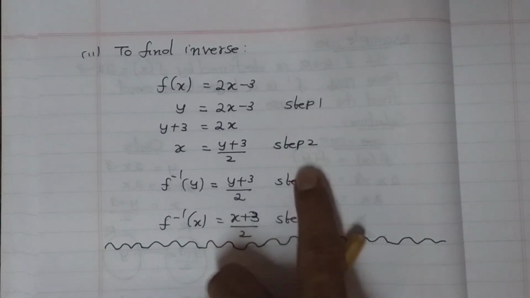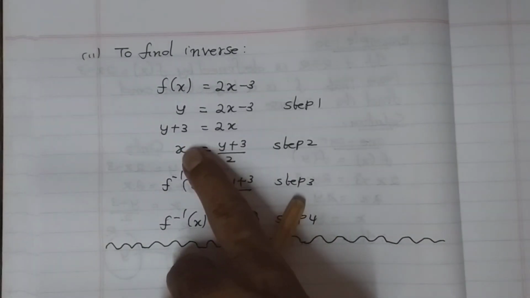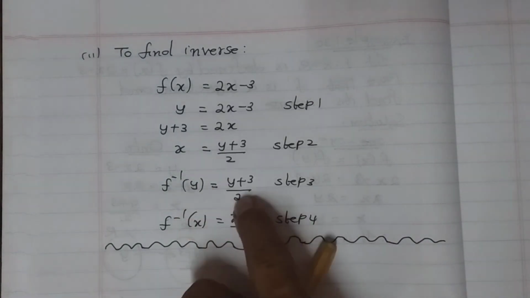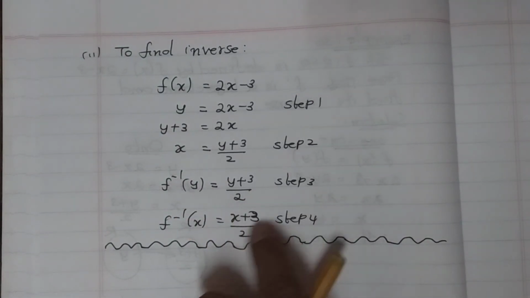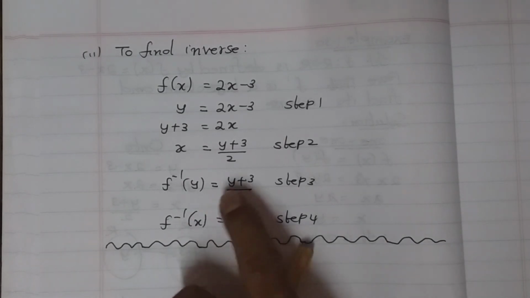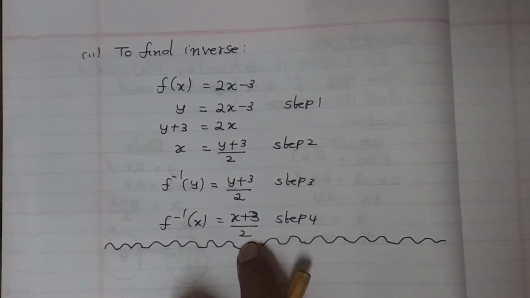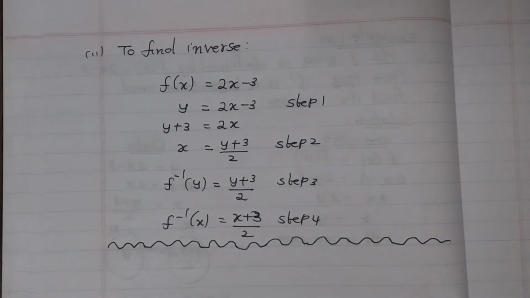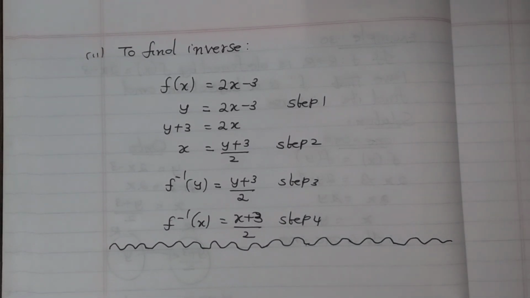What is step 3? Replace this expression x as f inverse of y. Why f inverse of y? I told already, f of x is equal to y, x is equal to f inverse of y. So f inverse of y is y plus 3 by 2. Step 3. What is the last step? f inverse of x. You replace y as x. That is your answer. That's it. Very simple. So many times I explained all these 4 steps. Exercise sums, 3 sums we did, and this is one more sum. So it is very easy to find the inverse.